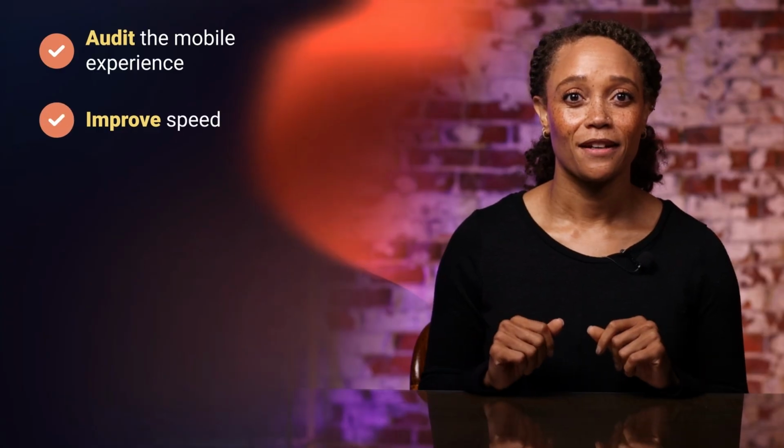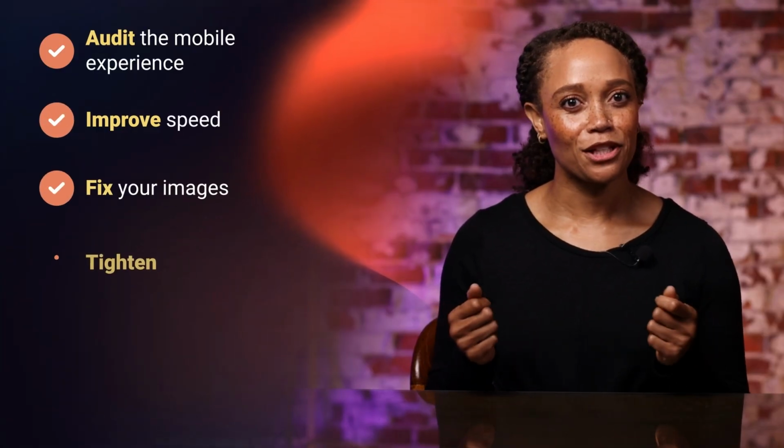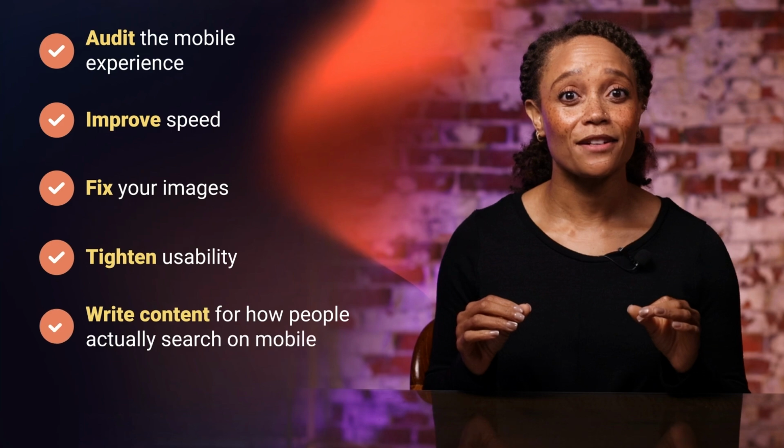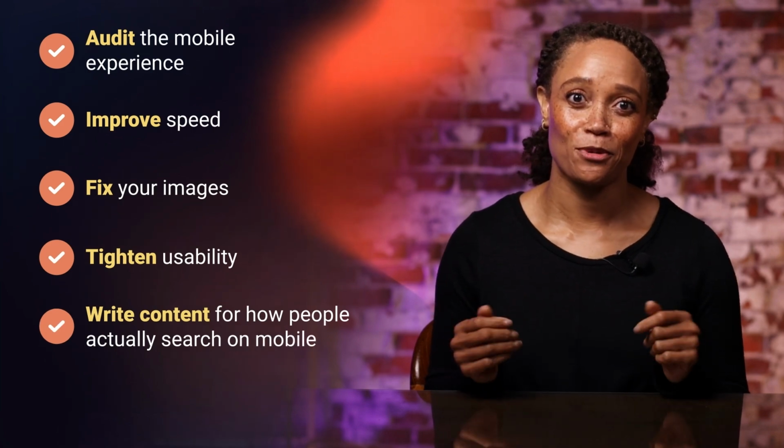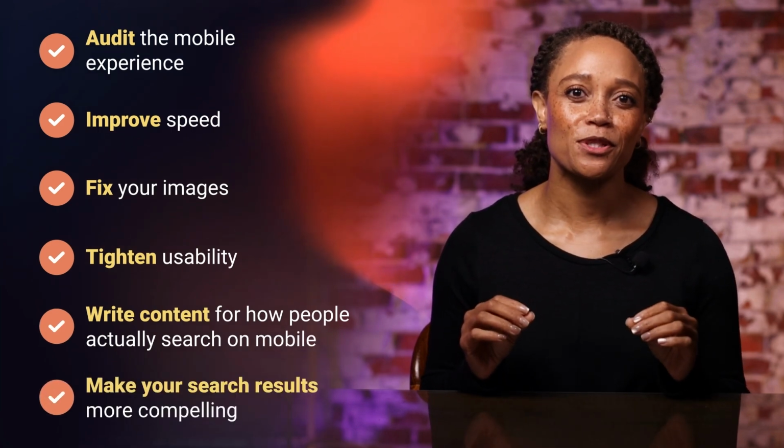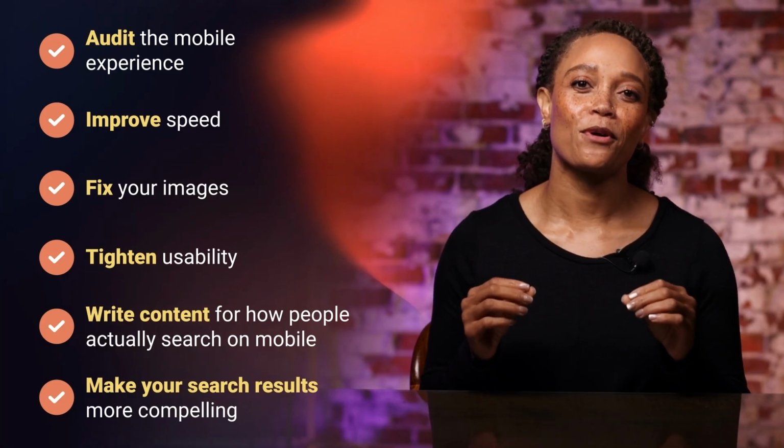If you want the fastest path forward, focus on the biggest wins. Audit the mobile experience, improve speed, fix your images, tighten usability, write content for how people actually search on mobile, and make your search results more compelling without overcomplicating it. This is how you optimize site performance to provide a better experience for visitors and get better visibility across the board, from more AI citations to higher rankings on Google.